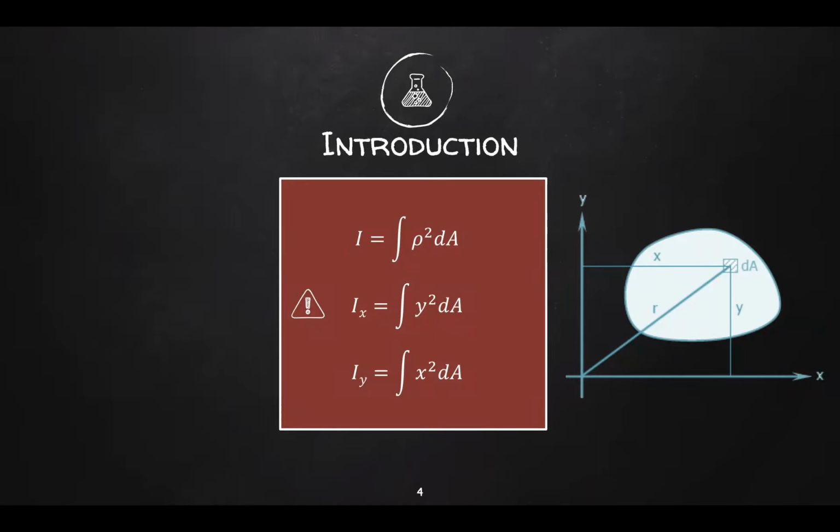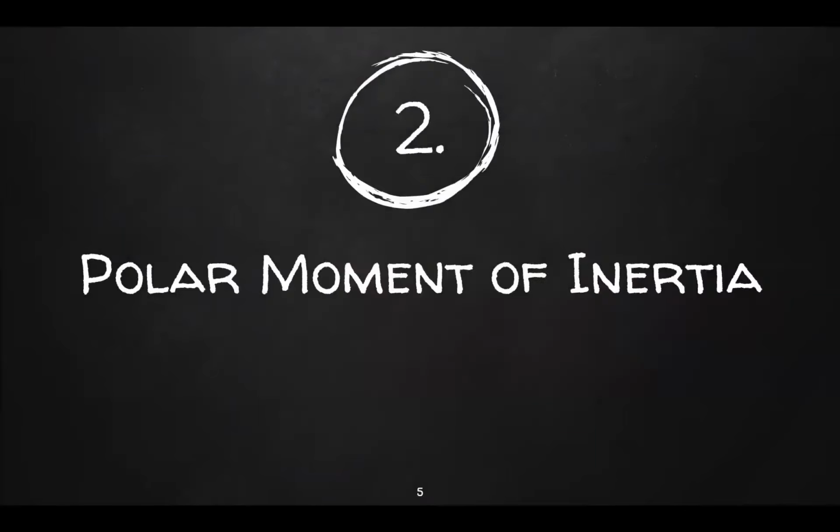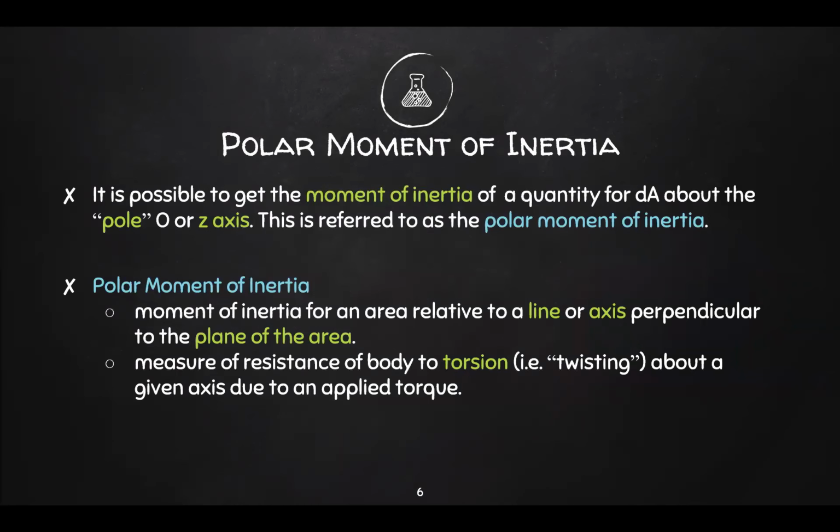And then next, after moment of inertia, we also have polar moment of inertia. Okay. So it is possible to get the moment of inertia of a quantity for dA about the pole O or z axis. This is referred to as the polar moment of inertia. So we have moment about x, moment about y axis, that's just moment of inertia. If you have a moment about the z axis, also known as your pole O, we call that polar moment of inertia. And polar moment of inertia is the moment of inertia for an area relative to a line or axis perpendicular to the plane of the area.